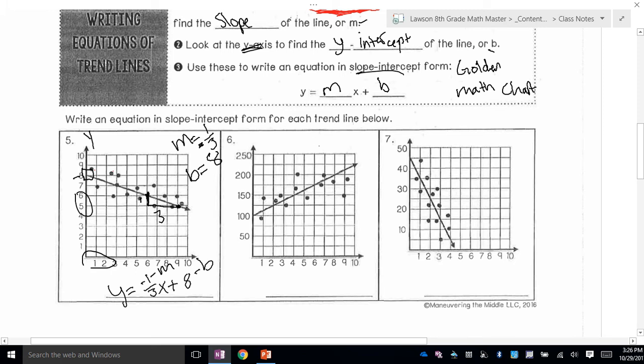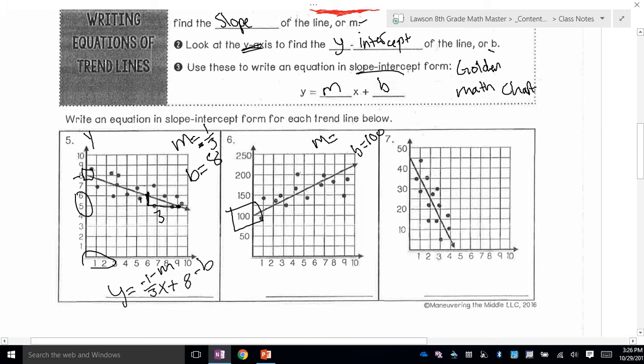I'm still going to be writing an equation, so I know I need an m and a b. Again, when I'm looking at a graph, I know that my b is almost always super easy to find if we just look at the y-axis. This line's crossing the y-axis at 100, so I know that my y-intercept, or my b, is going to be 100. Very good.